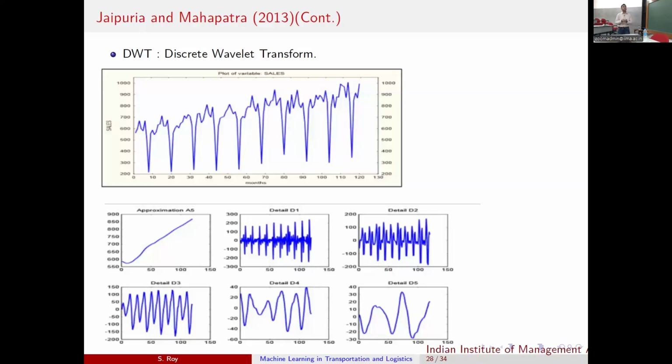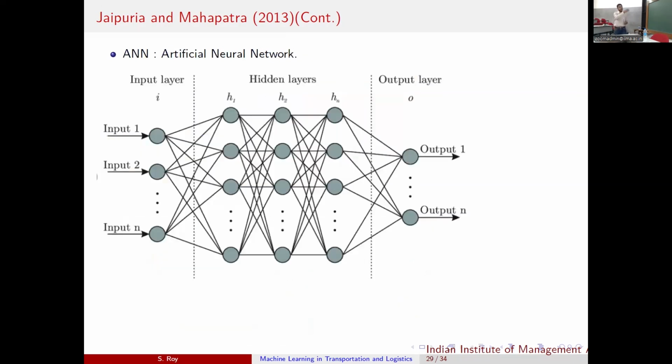So that's why, instead of providing this kind of complicated data to feed your ANN, you decompose it into some simpler structure and then you provide it to the ANN. Then your prediction accuracy will be higher. So that's the idea.